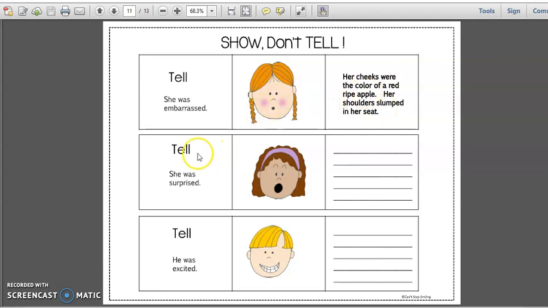Let's try this together. Instead of saying she was surprised, we can say, look at the picture that you want to draw in the reader's mind. Her eyes widened, her mouth dropped open, and she could not utter a word. Now, you try it at home. Instead of saying he was excited, what is the picture you want to draw in your reader's mind? Share your thoughts with someone at home.